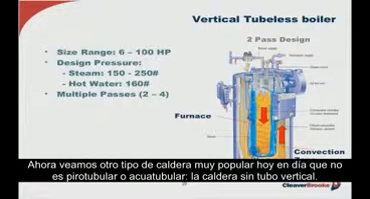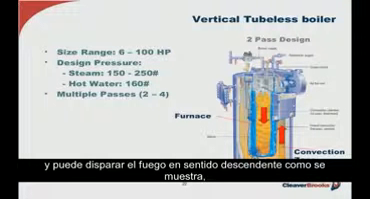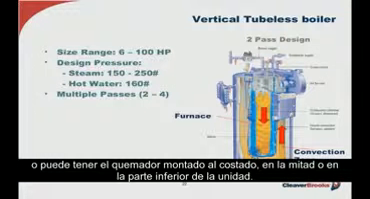Now let's take a look at another type of popular boiler out there today, which really doesn't fall into the fire tube or water tube category. It's the vertical tubeless boiler. These boilers are mostly high pressure steam, but also offered in low pressure or hot water, and they can be found firing downward as depicted now on the screen, or they can be found with the burner mounted either on the side of the unit at about the midpoint or down lower at the bottom of the unit.